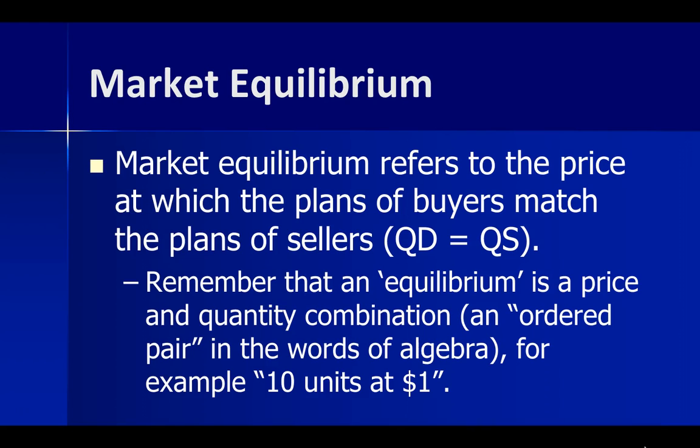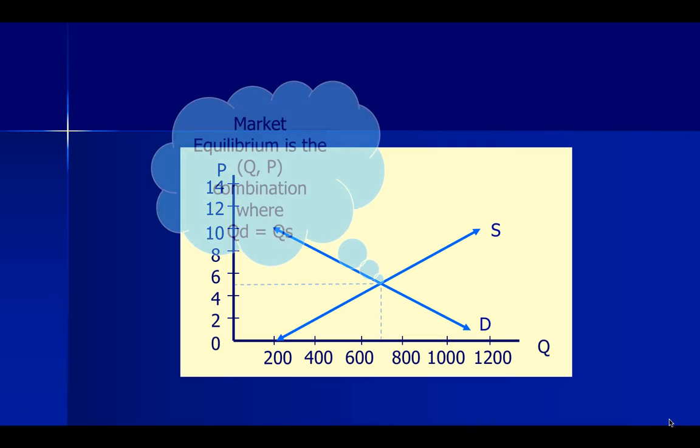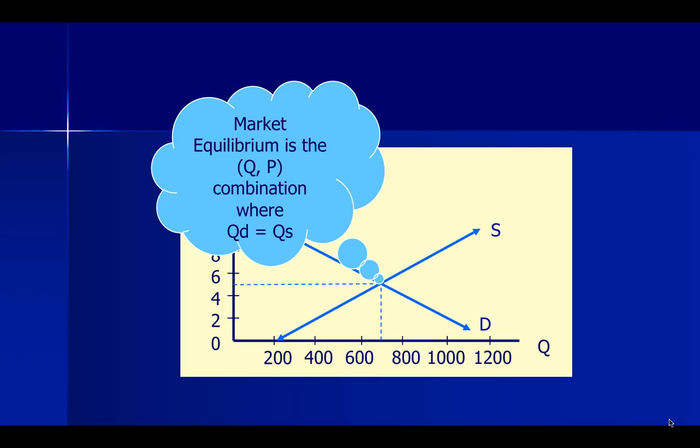Demand is a negatively sloped line. Supply is a positively sloped line. They only intersect in one and only one point, and that's the market equilibrium. So this intersection point between demand and supply is market equilibrium. It's the price-quantity combination where quantity demanded and quantity supplied are equal to one another.